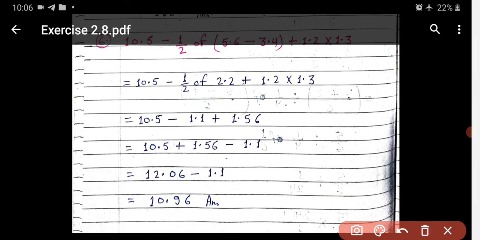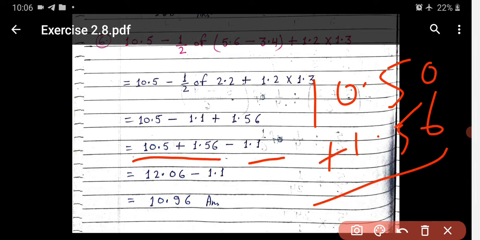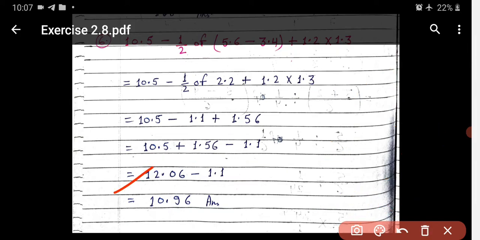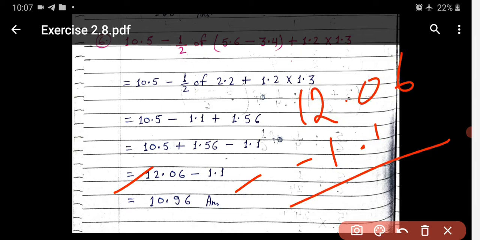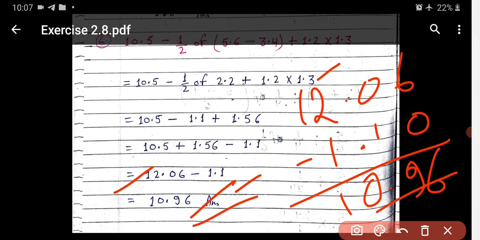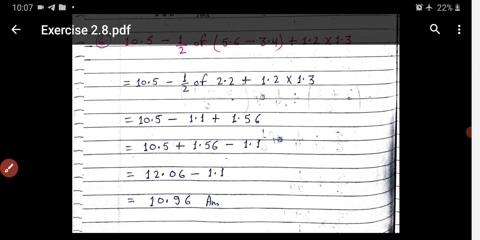Now what you do, just write the addition numbers together and the negative on one side. When you add 10.5 and 1.56, just balance it, increase a 0 from your side. 6 plus 5 is 10, 0 carry 1, it will become 12.06. So 12.06 minus 1.1. Now just subtract 12.06 and 1.1. Add a 0 from your side to make it balance. 6 as it is, 10 minus 1 becomes 9, 1 minus 1 is 0, it becomes 10.96. So your answer is 10.96. When you subtract, you will get 10.96 as your answer.